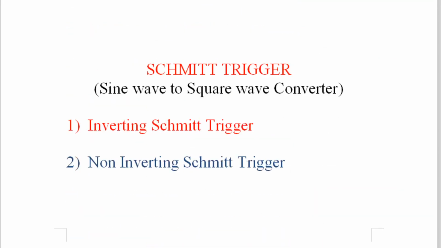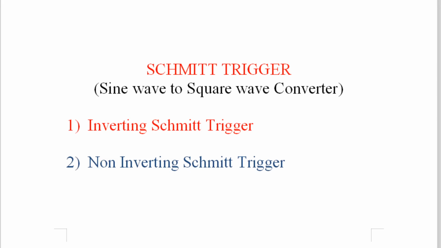Today we are going to complete the topic which is called Schmitt trigger. So Schmitt trigger is also called a sine wave to square wave converter. Basically, there are two types of Schmitt triggers, namely number one, inverting Schmitt trigger, and number two, non-inverting Schmitt trigger. I hope after this video, you will understand each and every concept about Schmitt trigger.